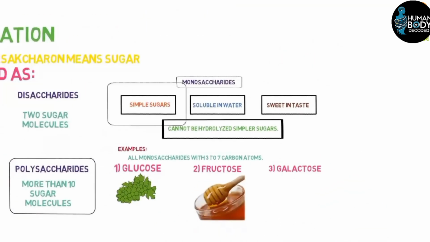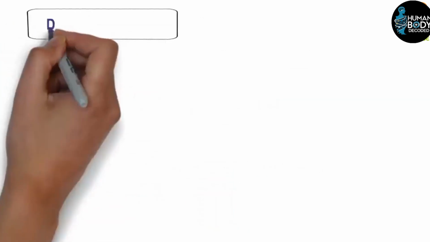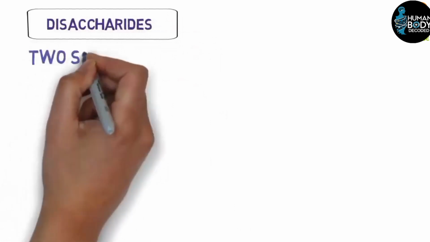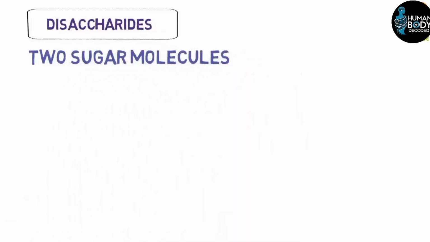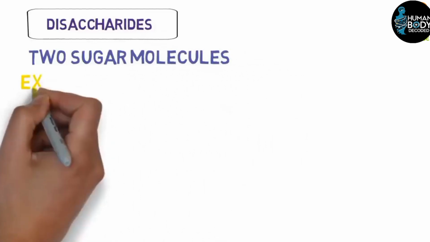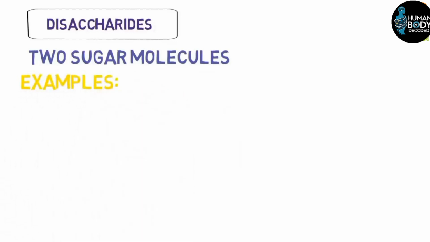Now, let's move on to the second classification, disaccharides. They are made up of two words. Di means two, and saccharide means sugar. Two sugar molecules combine to form a disaccharide. Previously we studied monosaccharides like glucose, fructose, and galactose. When two monosaccharides combine, they form disaccharides.